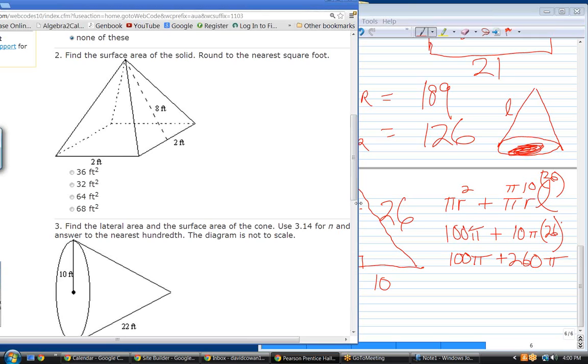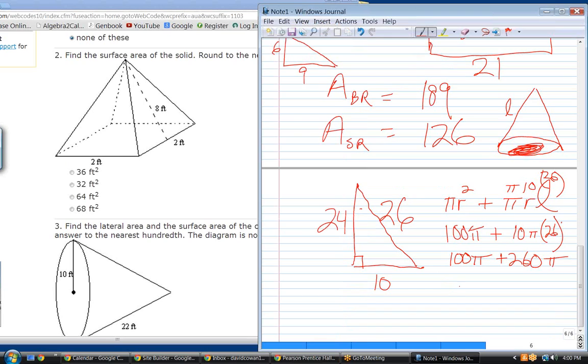Surface area of a regular pyramid. It's actually the same formula, only applied differently. The surface area of this pyramid is going to be the area of the base, which is one side squared. Instead of the radius squared, we're squaring the base. And it's not pi, it's just 4. Right.